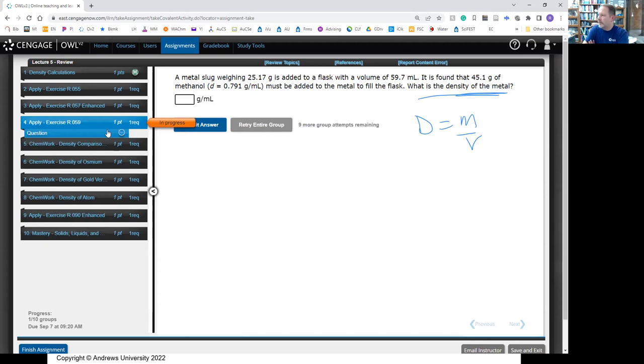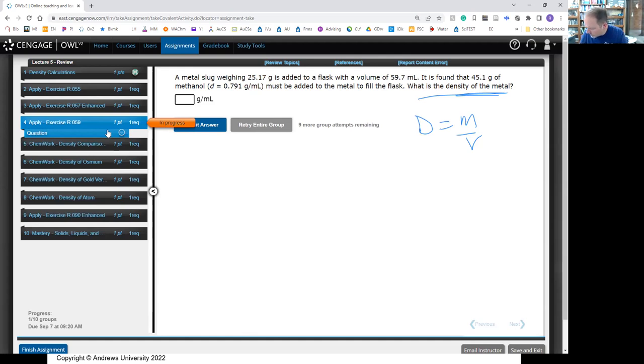It's tough here though. A metal slug weighing 25.17 grams is added to a flask with an existing volume of 59.7 milliliters. It is found that 45.1 grams of methanol must be added to the metal to fill the flask. What is the density of the metal? Wow, this sounds hard.